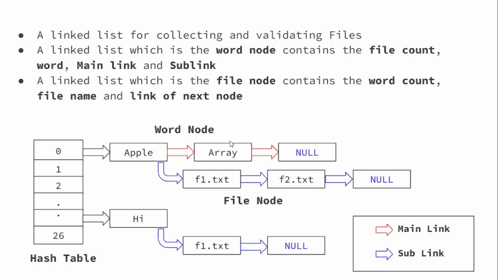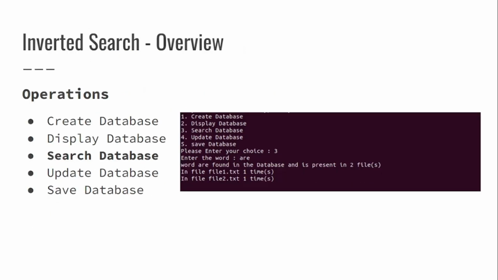Then comes the other linked list, which is the file node, which consists of the word count, the file name, and the link to the next node. Here you can see a hash table which is created with the hashing algorithm by mapping the words into their respective indexes. Each word node is connected to the next word node in the same index. This is known as direct chaining. It is used to avoid collision.